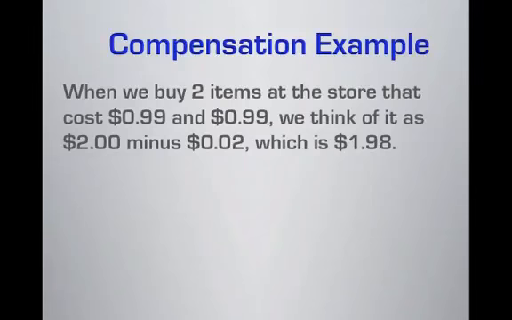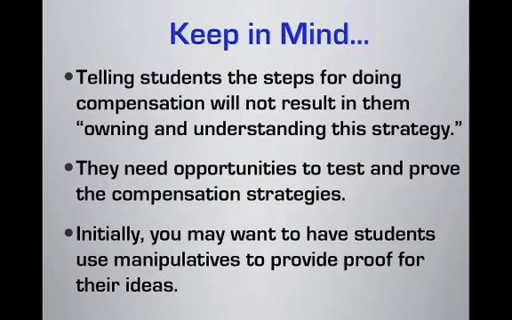We added 2 pennies, but then we had to subtract those 2 pennies because we know that we just can't simply change the quantity of these numbers that we're adding. We need to adjust so that we're actually being true to the quantities. So keep in mind that with compensation, what I've seen happen sometimes is we tell them what to do and how to do compensation, and they're not owning it. They're really not understanding the why. So they need opportunities to test and prove these strategies.